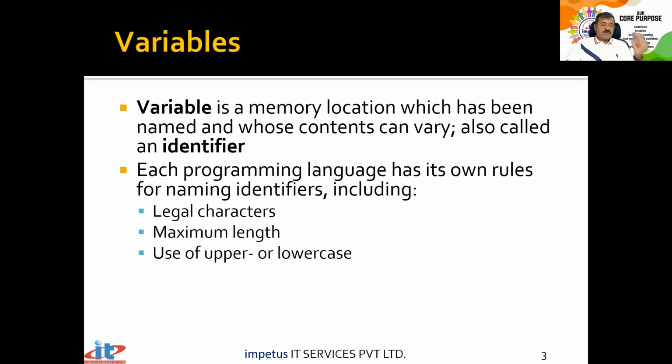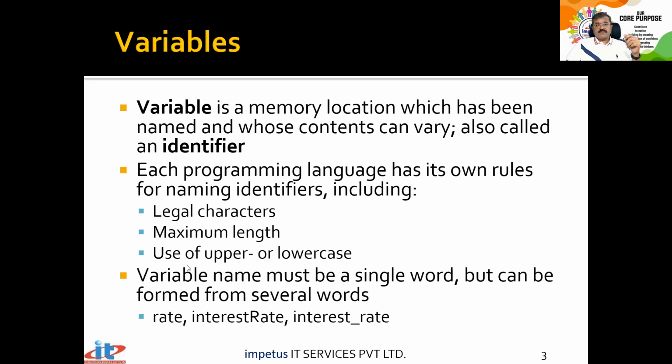How do you give the name to the variable? They are named locations, so we need to give a name. Every language will have different rules as to how you can give a name, depending on what characters can be used in the variable name, what the maximum length can be, should we have uppercase or lowercase, and is it case sensitive or not. That will vary from one language to another.